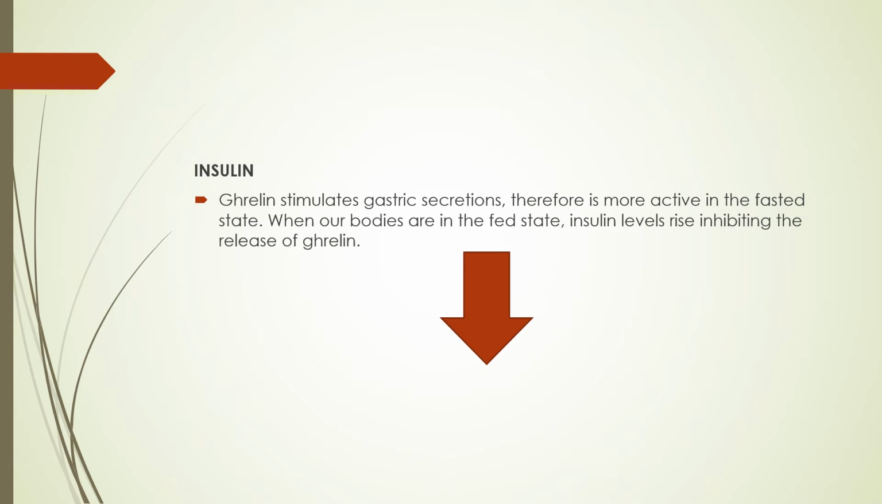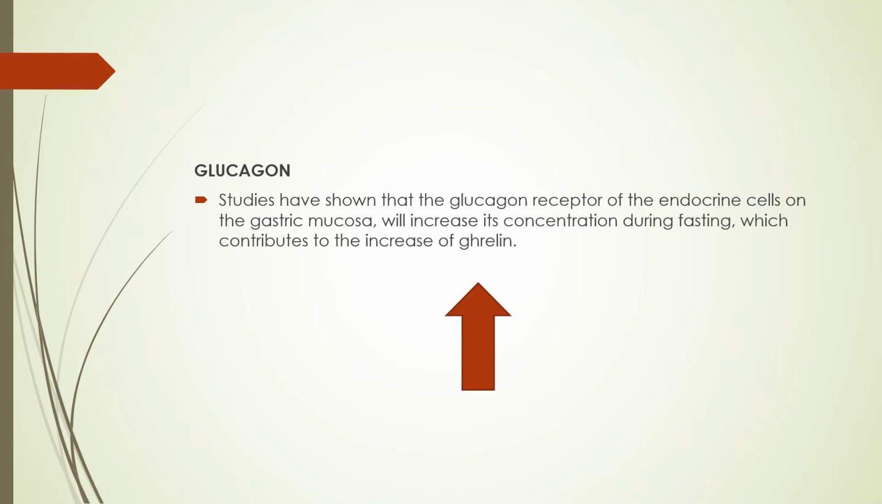Ghrelin stimulates gastric secretions, therefore is more active in the fasted state. When our bodies are in the fed state, insulin levels rise, inhibiting the release of ghrelin. Studies have shown that the glucagon receptor of the endocrine cells on the gastric mucosa will increase its concentration during fasting, which contributes to the increase of ghrelin.